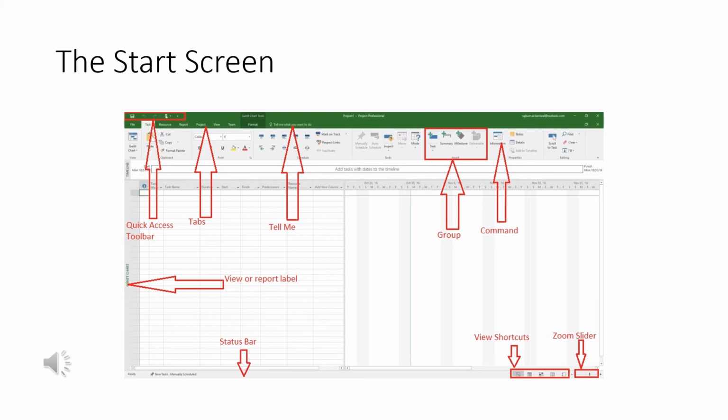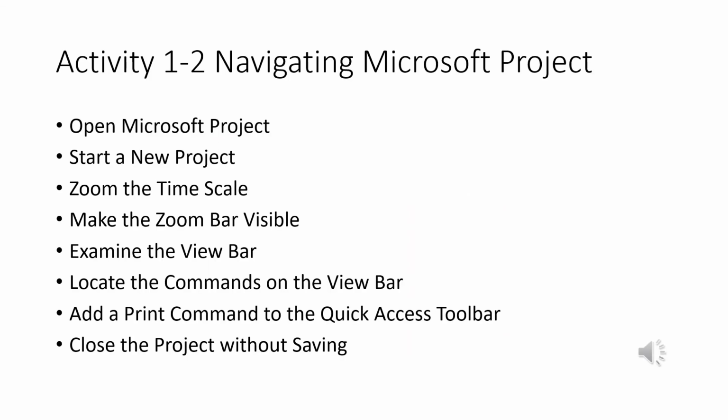See what you think. Okay, this is activity 1-2. Navigating the Microsoft Project. Again, we went through this during the PowerPoint, but let's do it a little bit more formally. What we want to do is do all these things on the list. And if it says anything about the ribbon, don't worry about that one. It's not part of the standard. So what we want to do is navigate Microsoft Project, do these various things.